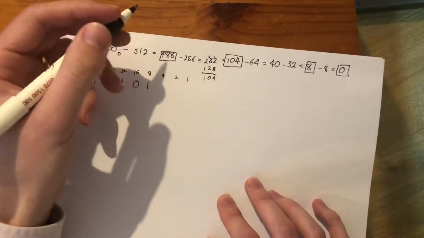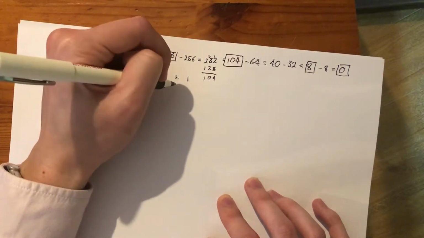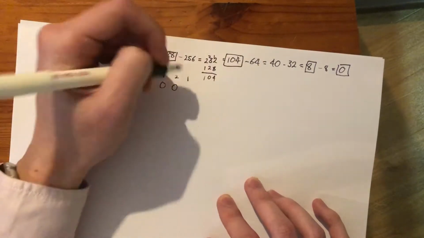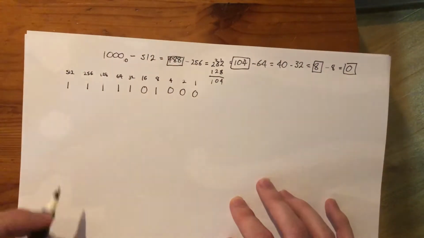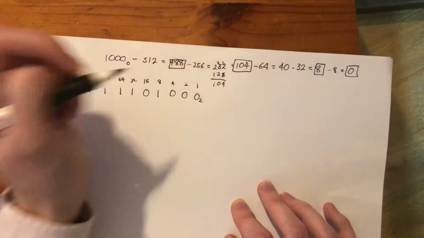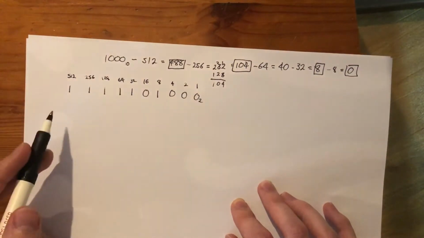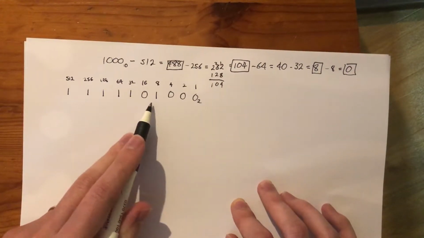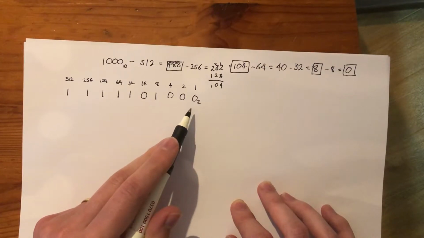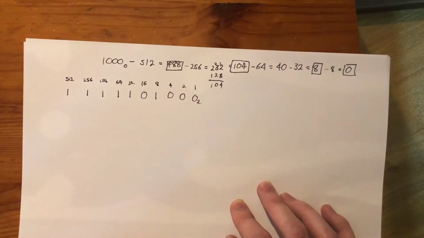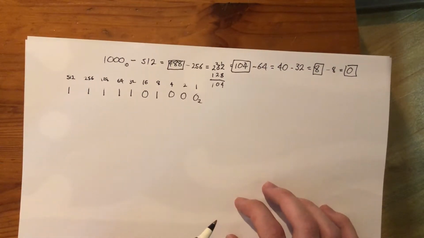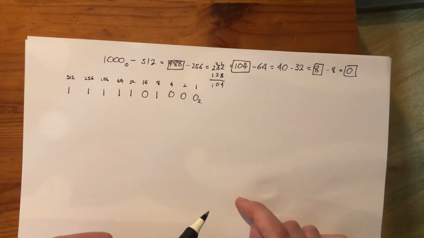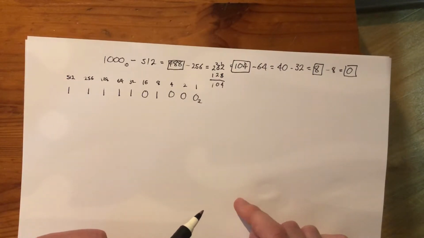Does 4 fit into 0? No. Does 2 fit into 0? No. Does 1 fit into 0? No. And there we have it. The decimal number 1,000 is equivalent to the number 11111010000 in binary. Let's take a look now at converting some larger numbers into hexadecimal.